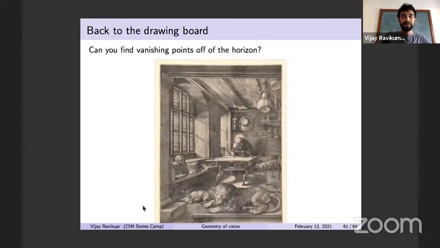Just to go back to another classical painting, a drawing by Dürer, there are lots of families of parallel lines here. Can you find any vanishing points that are off of the horizon? They're a little harder to spot, but for example, if you take diagonals of these windows, those will be parallel to each other and they'll converge to vanishing points off of the horizon. So not all vanishing points are on the horizon. That's an important thing to remember.